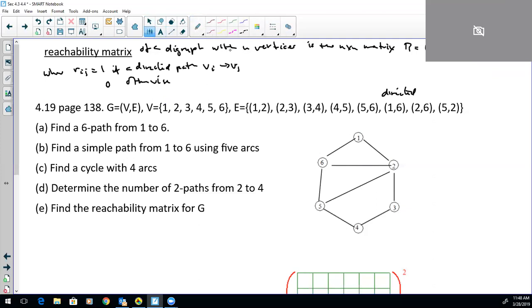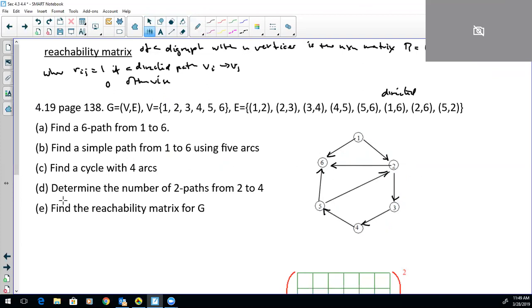So an edge from 1 to 2. 2 to 3. From 3 to 4. 4 to 5. From 5 to 6. Then from 1 to 6, from 2 to 6, and from 5 to 2. Okay, so there's the directed graph that goes with this.